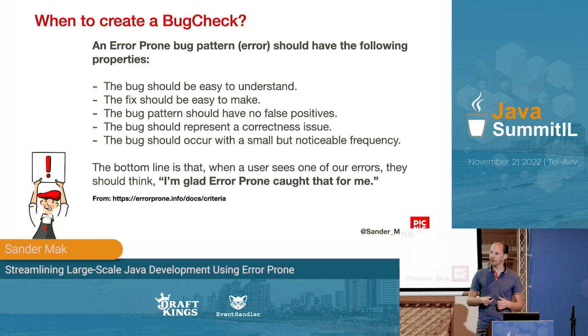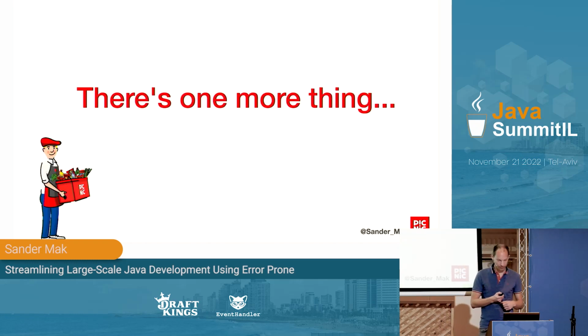There's a lot of things that you need to be mindful of when you create these bug checks and rules, so that in the end, people who use this actually think, well, I'm happy that this error-prone check caught this for me. That's the way to think about how to leverage and use this tool. So I talked a lot about error-prone as it comes from Google, as you saw, and how we created a lot of bug checks and Refaster rules.